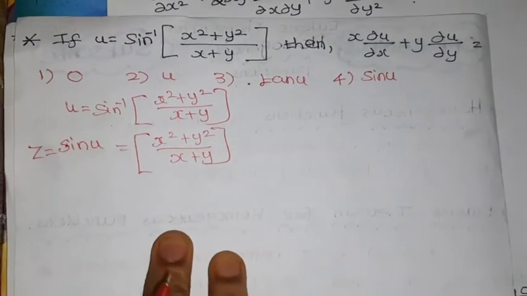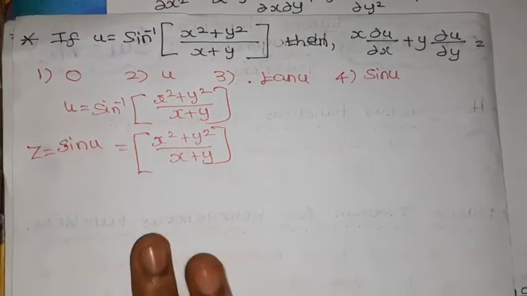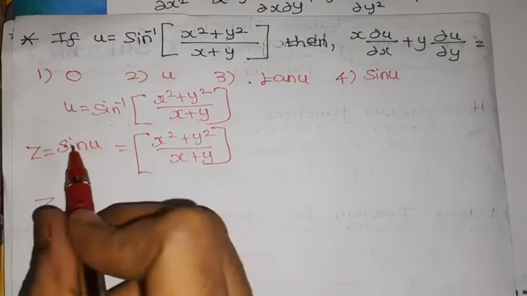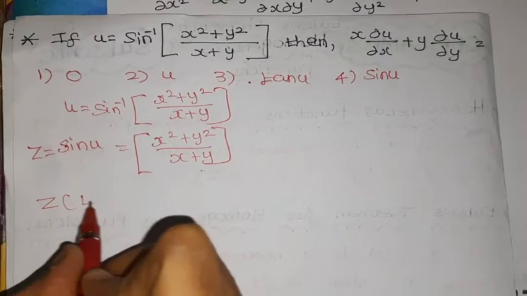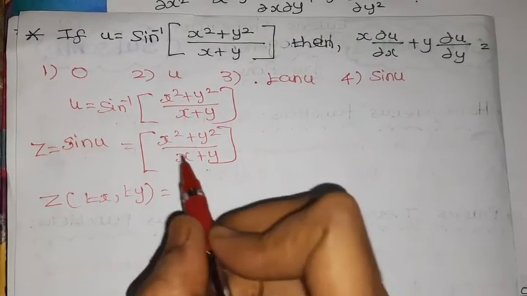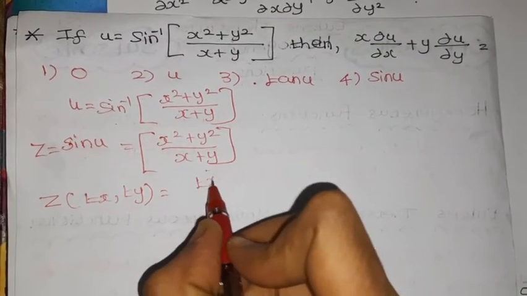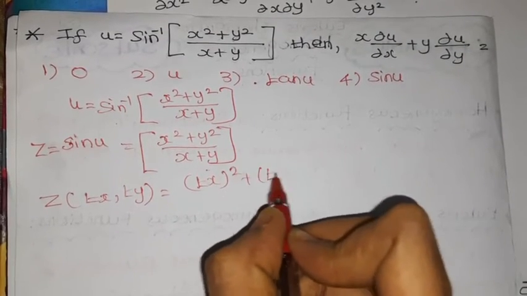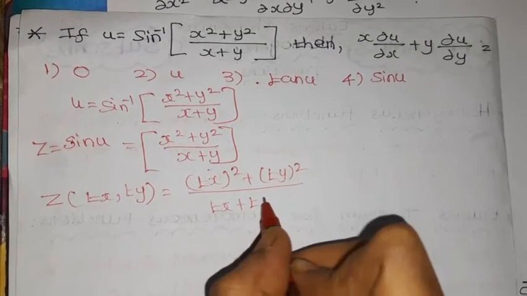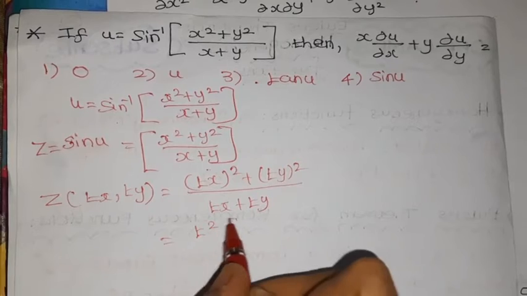Then we need to check the homogeneity of the function. We need to check whether the given function is homogeneous. To check homogeneity, how can we check? z is a function of x and y, right? Then z of tx comma ty equals, in place of x and y, we replace by tx the whole square plus ty the whole square divided by tx plus ty, right? Then take t squared outside in the numerator. With t squared outside, what we will get?